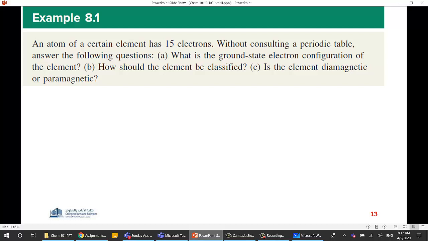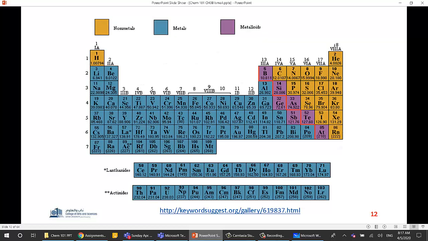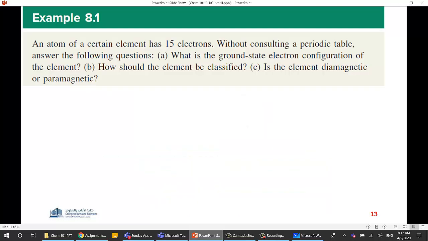Now, after we solve this question, I advise you to solve the practice exercises after each question, as we always do, and just to see what elements we're talking about. 15 is phosphorus. Now we know phosphorus is a non-metal, and it's also paramagnetic, and it's group 5, as you see here.